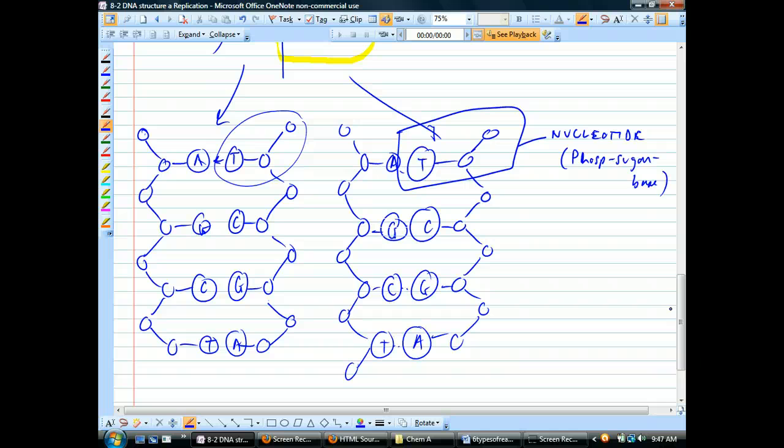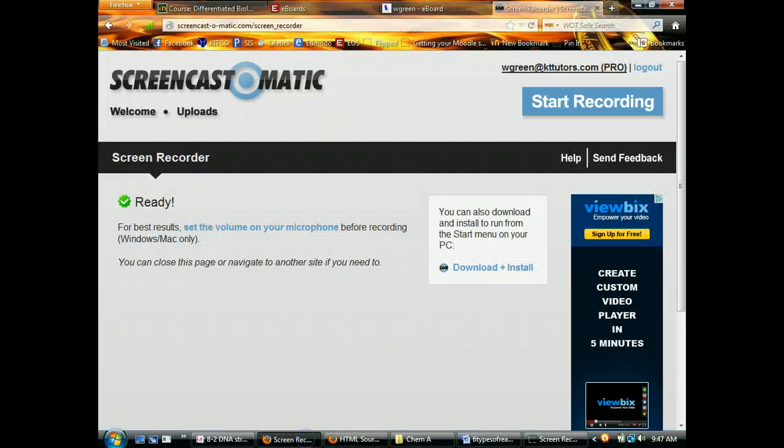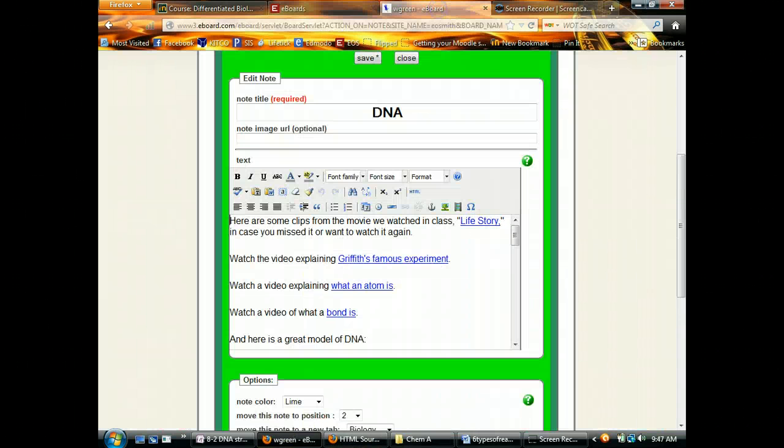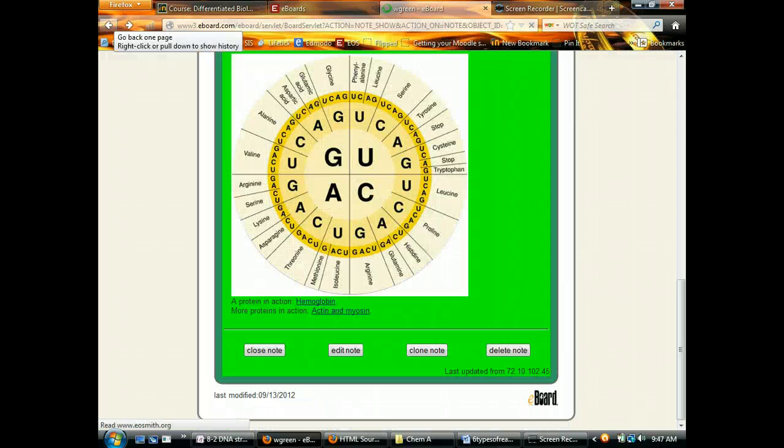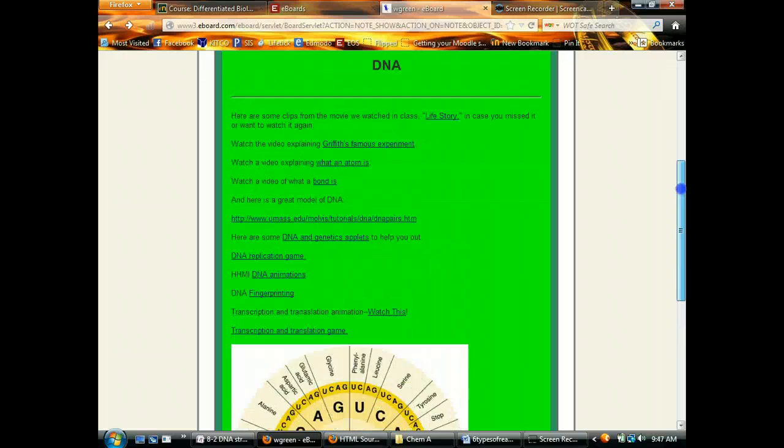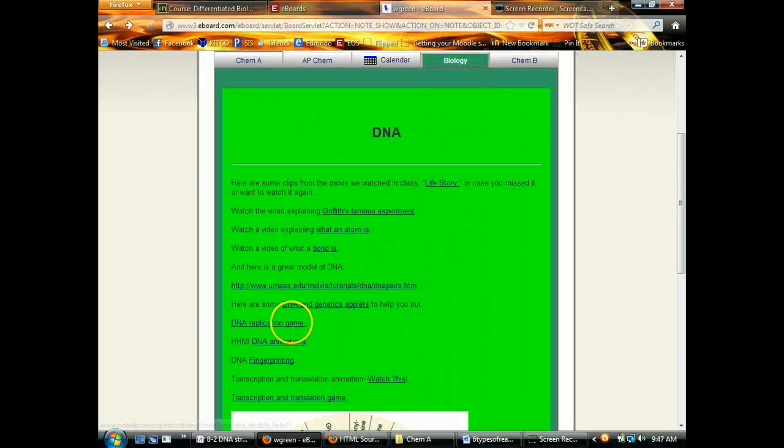Now, that's just an overview of this section in the book, which is what's the basic structure of DNA and how does it replicate itself. I've got a nice little site that I'm going to put on Moodle. Right now it's just on my e-board from last year. I've got some things on here that you can play around with. Let me just show you what I mean by this replication process.